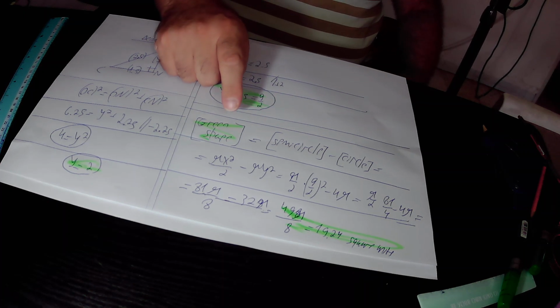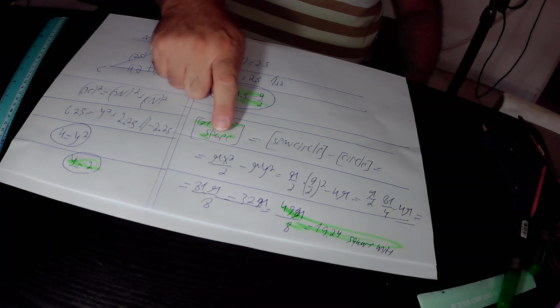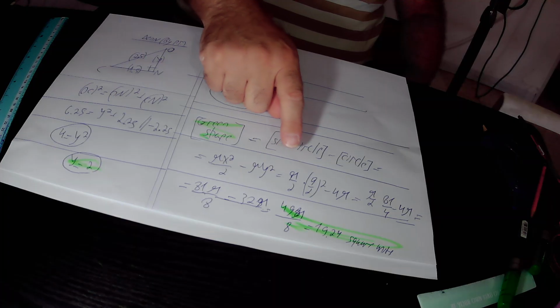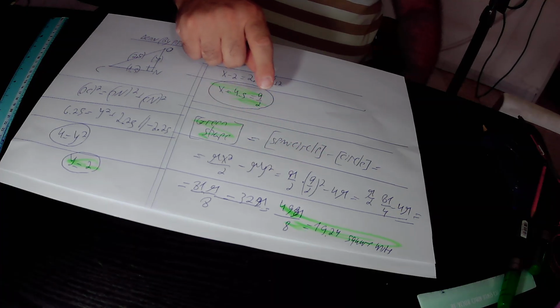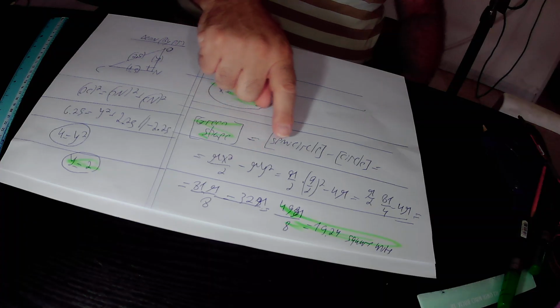x is 9 over 2, therefore x squared is 9 over 2 squared. So in total, pi x squared over 2 is pi over 2 times 9 over 2 squared, minus pi y squared. y is 2, therefore y squared is 2 squared, that is 4. So in total, this expression equals 4 pi.